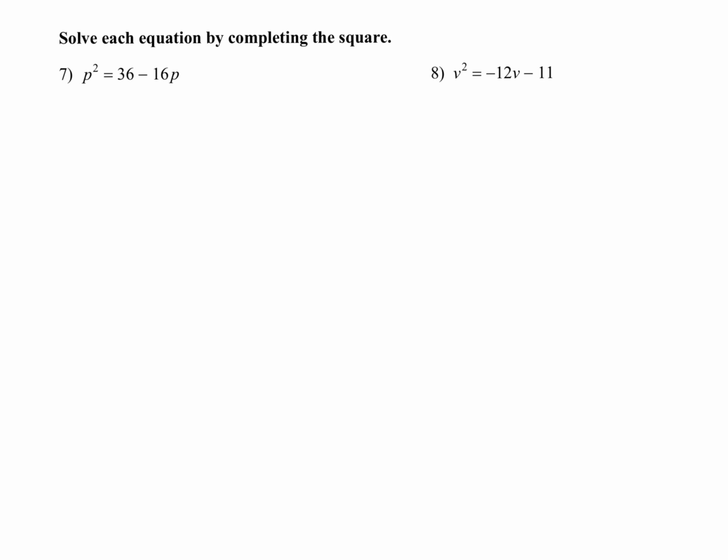So now our instructions change to solve each by completing the square. So our trick, or how we're going to solve this, is we're going to get everything with a p on it on the left-hand side and everything without a p on the right-hand side. So let's see, I'm going to need to add 16p.